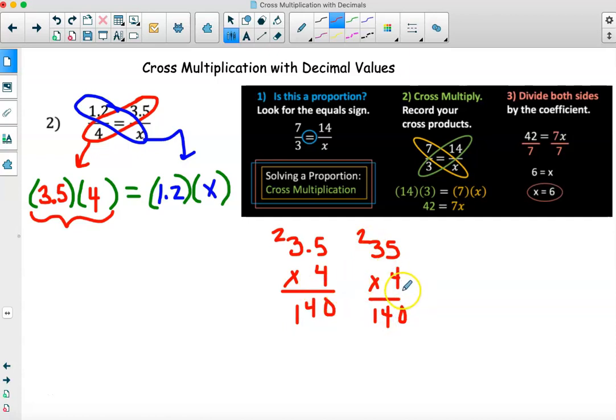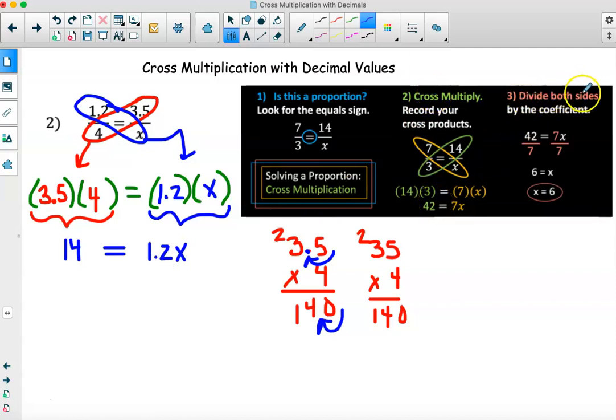The difference between these two is that on the left I have a decimal. So I would count one decimal place, and then I would need to move this decimal over once to get my answer. So this answer would be 14.0, which is the same as 14. So the product of 3.5 times 4 is 14. 1.2 multiplied by x is 1.2x. So we've completed step 2, which says cross multiply.